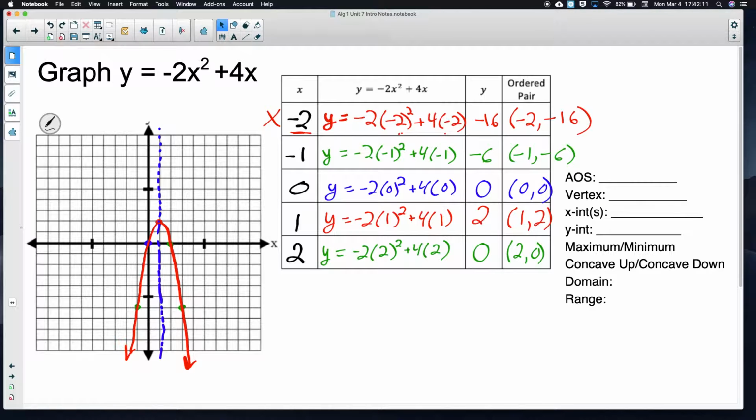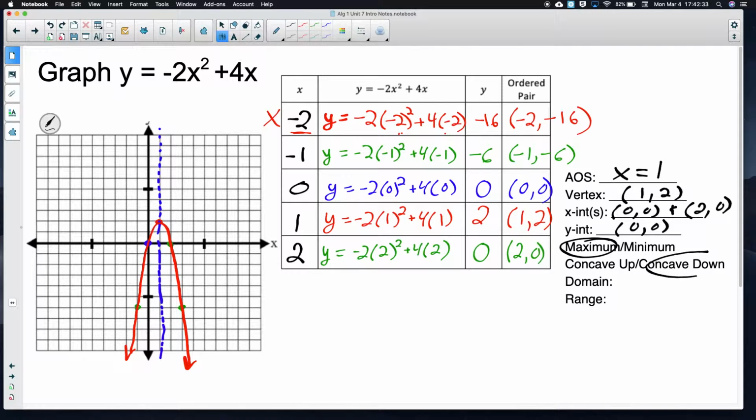So my axis of symmetry was x equals, looks like 1. My vertex is (1, 2). My x-intercepts were (0, 0) and (2, 0). My y-intercept was (0, 0). I had a maximum this time because it was concave down. My domain is always negative infinity to infinity.